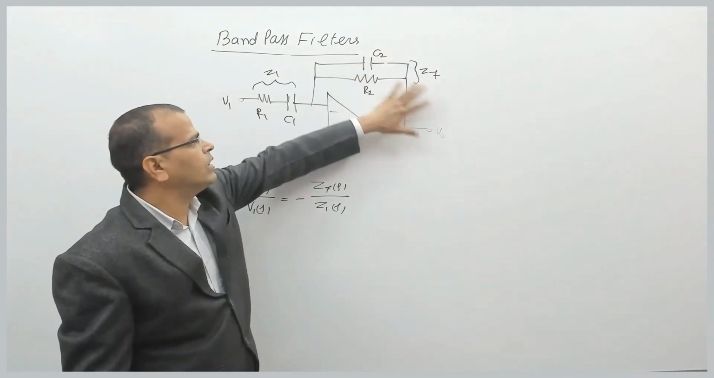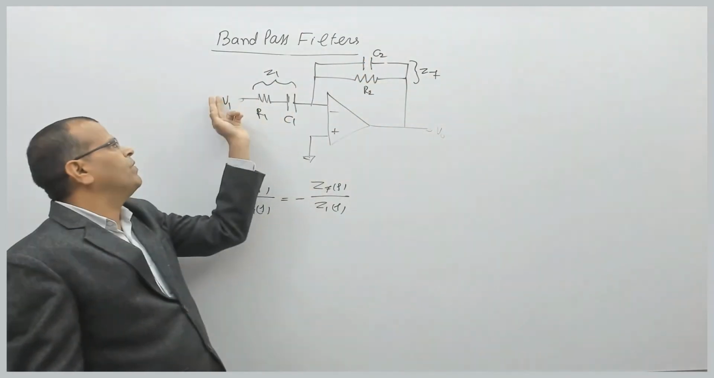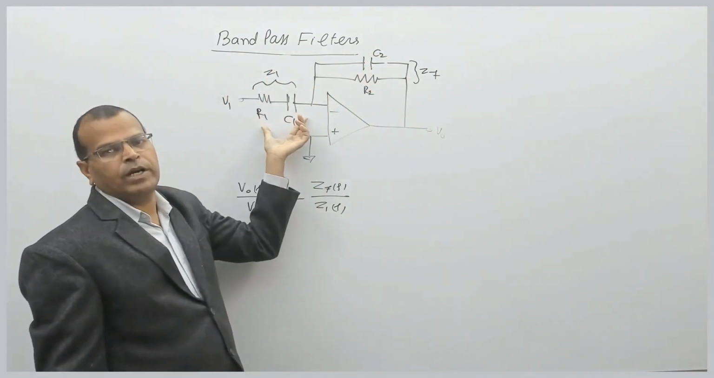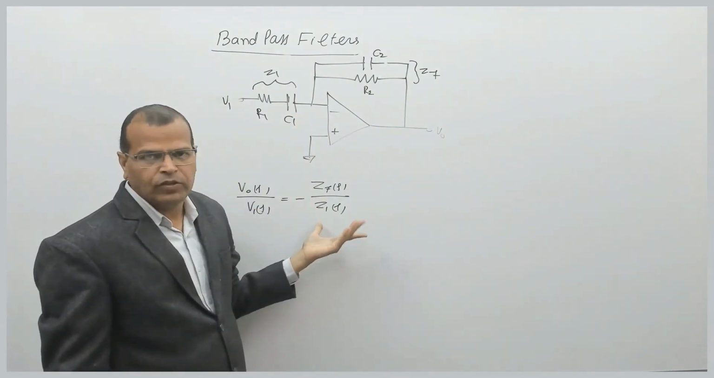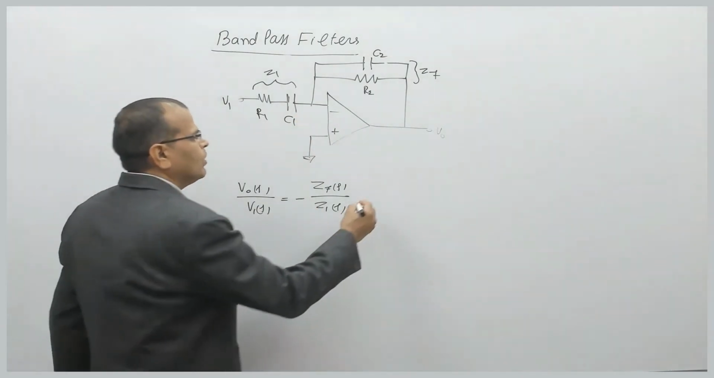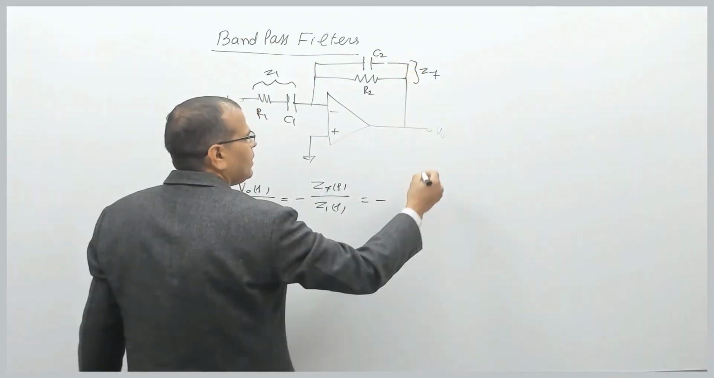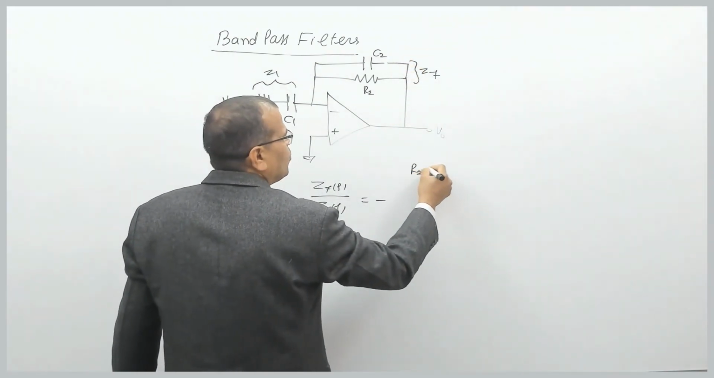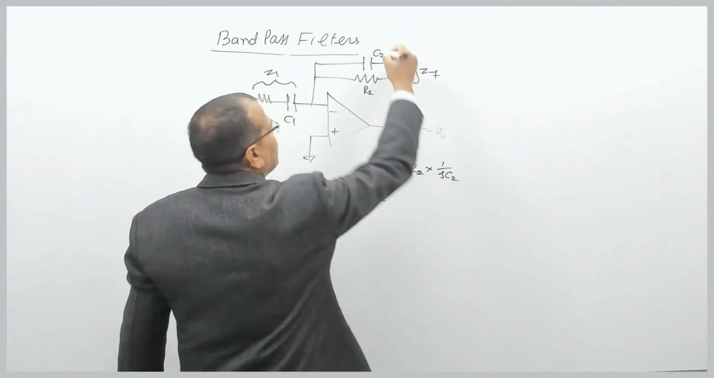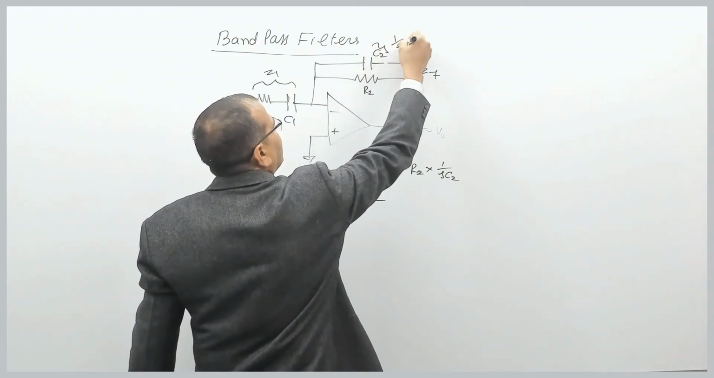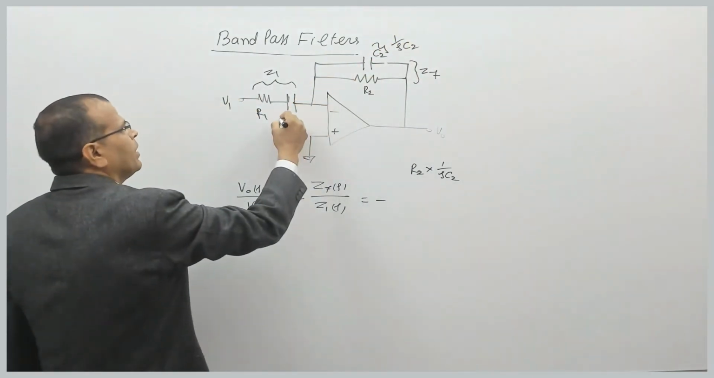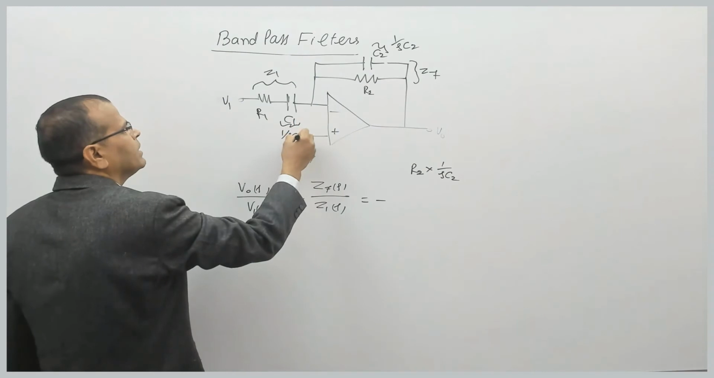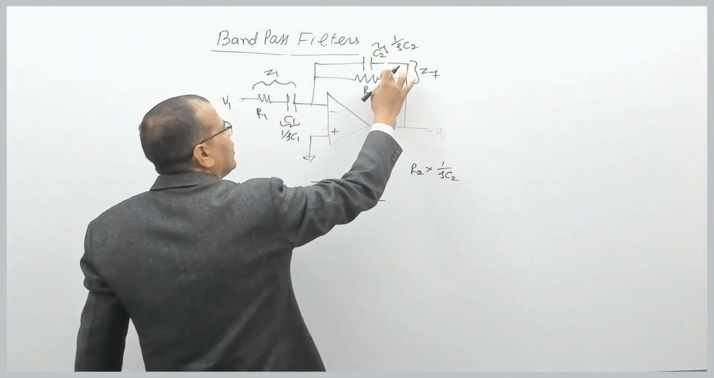So what is the overall transfer function? V2 by V1 is ZF by Z1. That is a simple expression we have seen in case of inverting amplifier. So what will be ZF here? ZF will be R2 multiplied by 1 by SC2. Why? Because impedance of this is what? 1 by SC2 in S domain. What is impedance of this? That is 1 by SC1 in S domain. So this is parallel combination of these two.